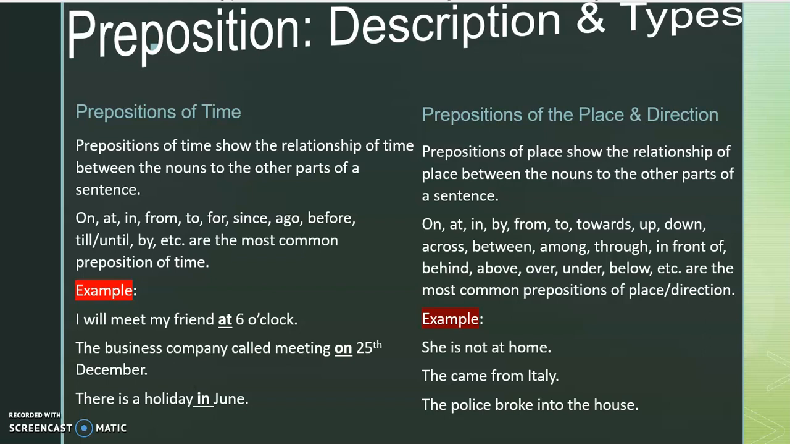Prepositions of place and direction. Prepositions of place show the relationships of place between the nouns and the other parts of a sentence. For example, she is not at home. They came from Italy. The police broke into the house. Now the words at, from, and into are considered prepositions of place and direction.